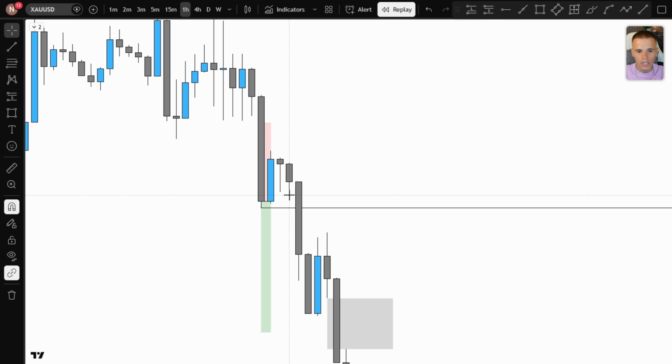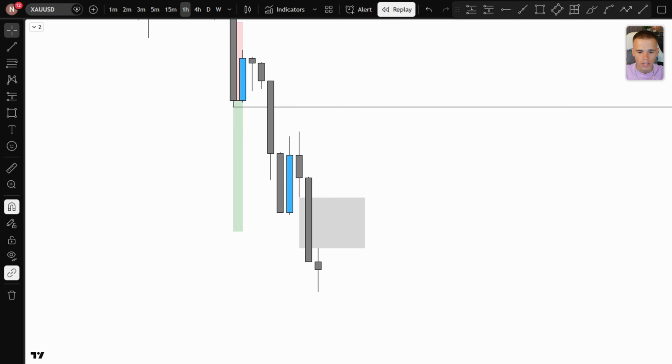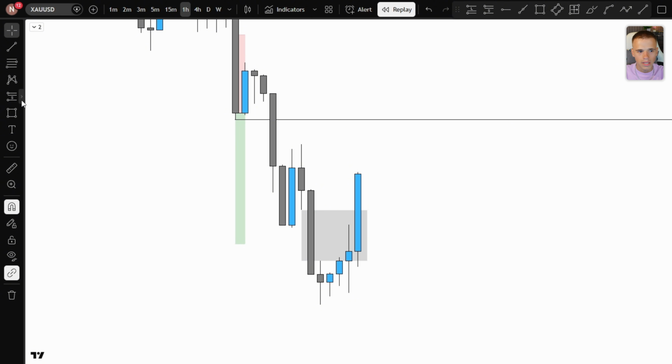We don't care about this one right here or maybe even this one, we care about the last one that happened in the market. All we care about is the disrespect of this fair value gap right here. Let's see if we are actually going to get that in the market. Right now we still didn't close above it, and there it actually is.